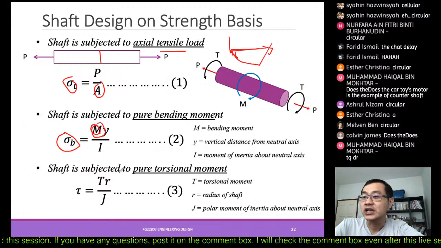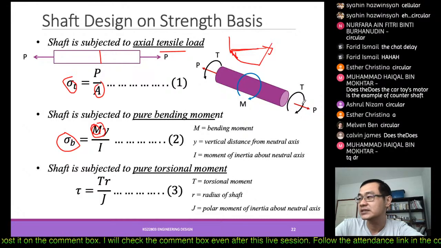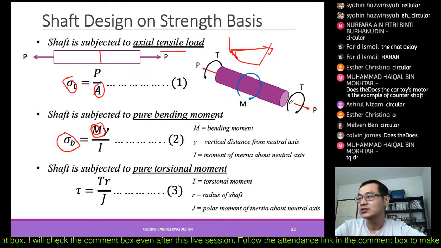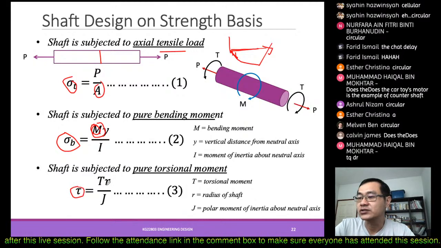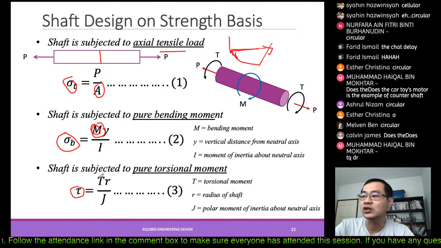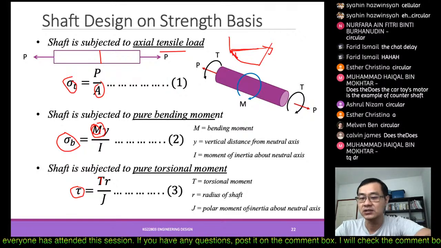Then also the shaft, when it is subjected to pure torsion, which means we twist it, the torsional stress will be the torque, the torsional moment, multiplied by r divided by the polar moment of inertia, J.